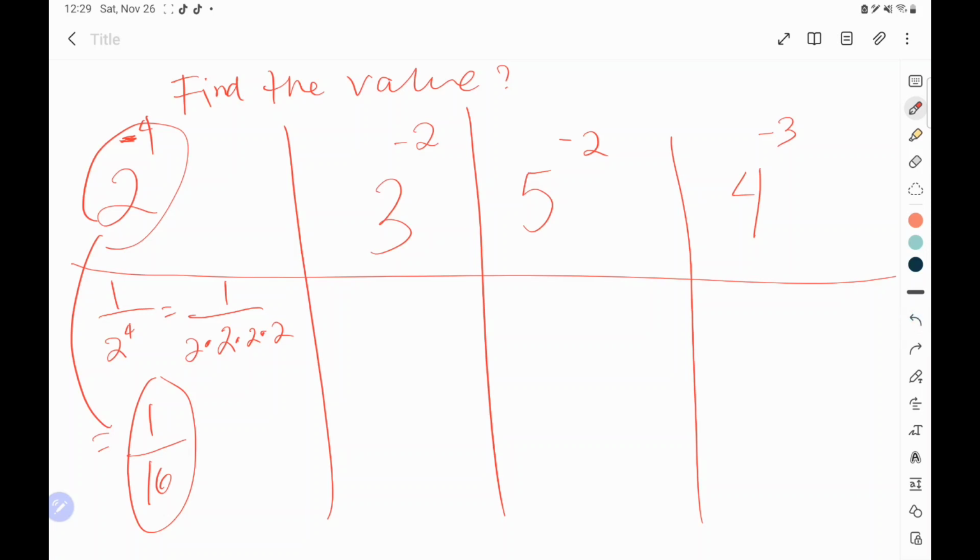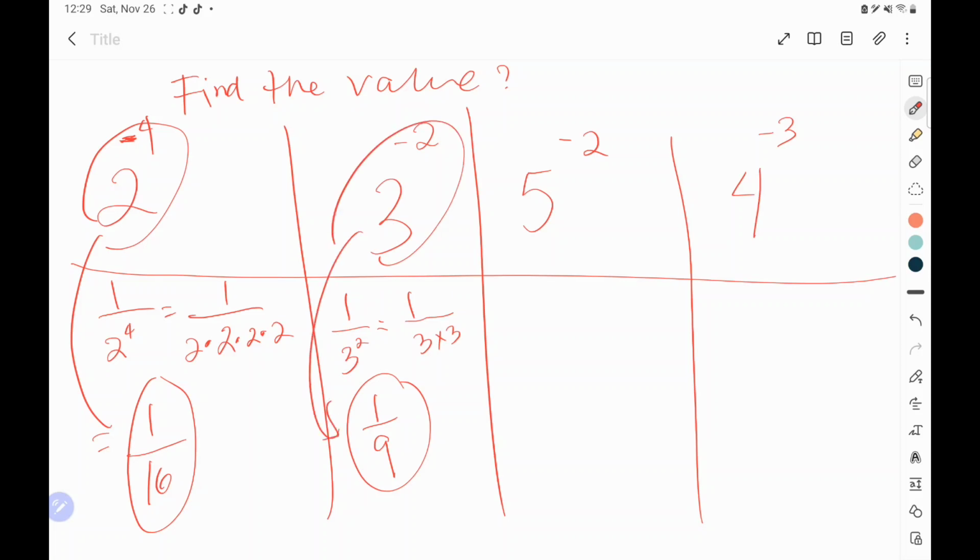Next, let's go to the next one. We have 3 to the power of negative 2. We need to change it into a positive exponent, so that becomes 1 over 3 to the power of 2. Since the exponent is positive 2 now, we find the value: 1 over 3 times 3, you multiply 3 by itself 2 times, so that becomes 1 over 9. So the answer for this is this one.